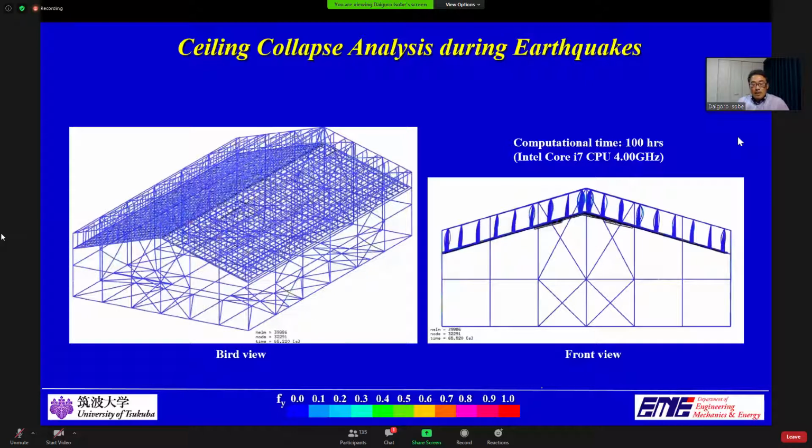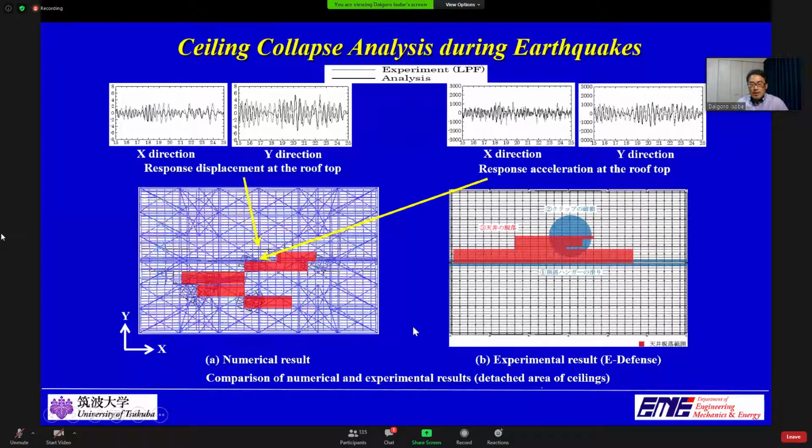So you see that the acceleration and displacement response of the numerical model agreed well with the experimental results. Furthermore, the ceilings collapsed near the rooftop as in the experiment. It was confirmed that additional forces were exerted on the joint metals due to the buckling of suspended bolts and the vertical vibration of the ceilings caused by the eccentricity of hangers. As a result, the ceilings were damaged intensively near the rooftop.